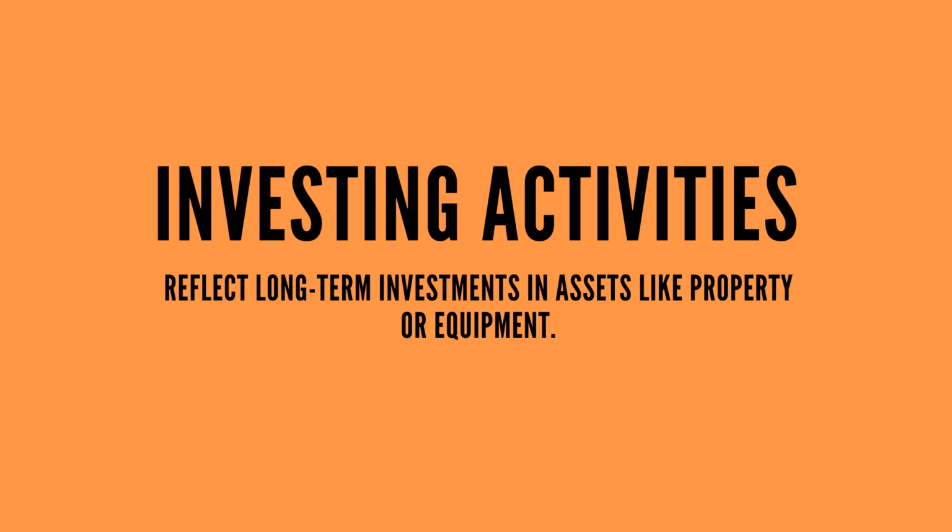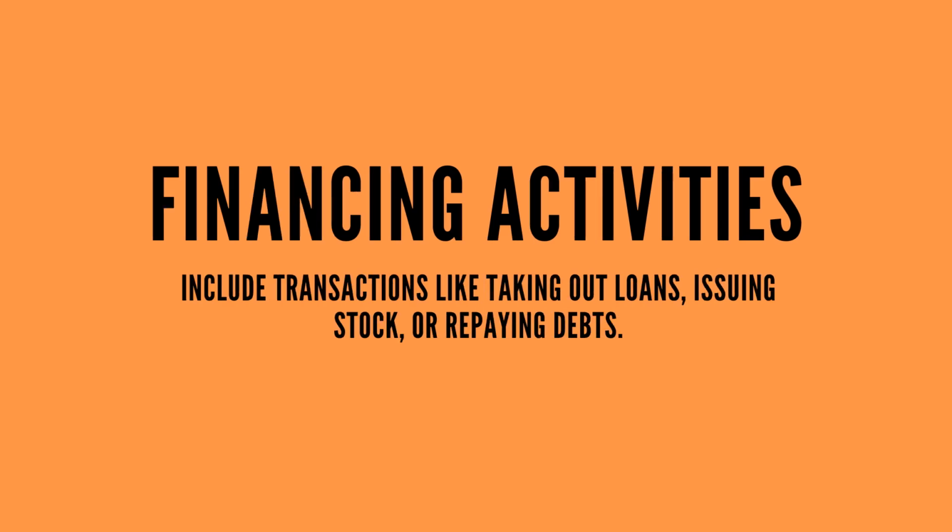Investing activities reflect long-term investments in assets like property or equipment. Example, a landscaping company spends $10,000 on new equipment, which is an outflow under investing activities. Financing activities include transactions like taking out loans, issuing stock, or repaying debts. Example, a tech startup raises $200,000 in capital from investors, recorded as an inflow under financing activities. By reviewing these sections, you'll know where your cash is coming from and where it's going.